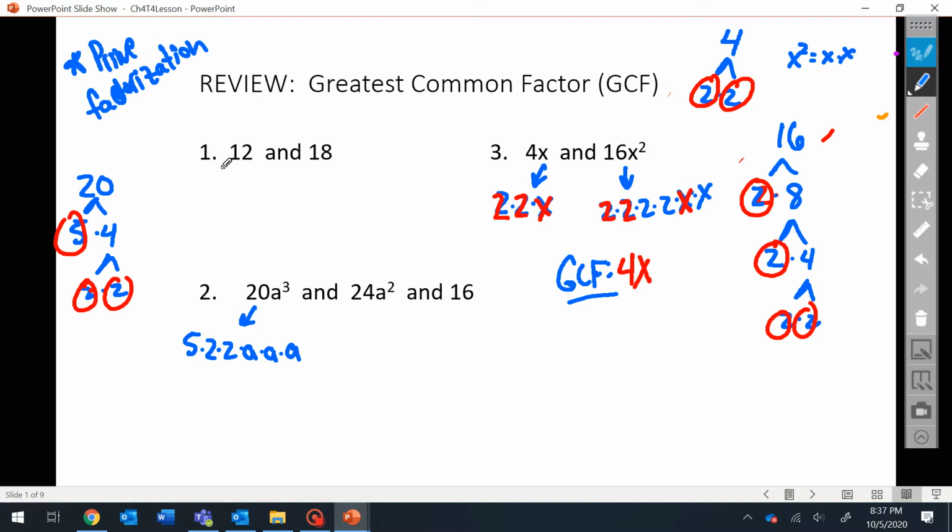Alright, next we want to break down 24. So 24 breaks down into 2 times 12. 2 doesn't break down anymore. 12 breaks down into, well, I'm going to run out of room here. Let's do it over here. So, nope, that's not going to work either.